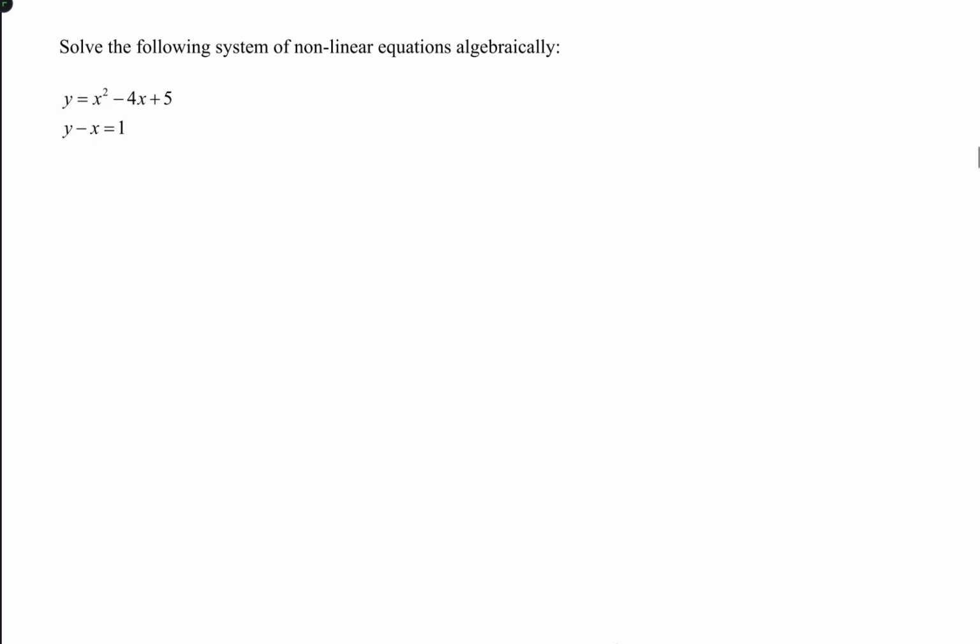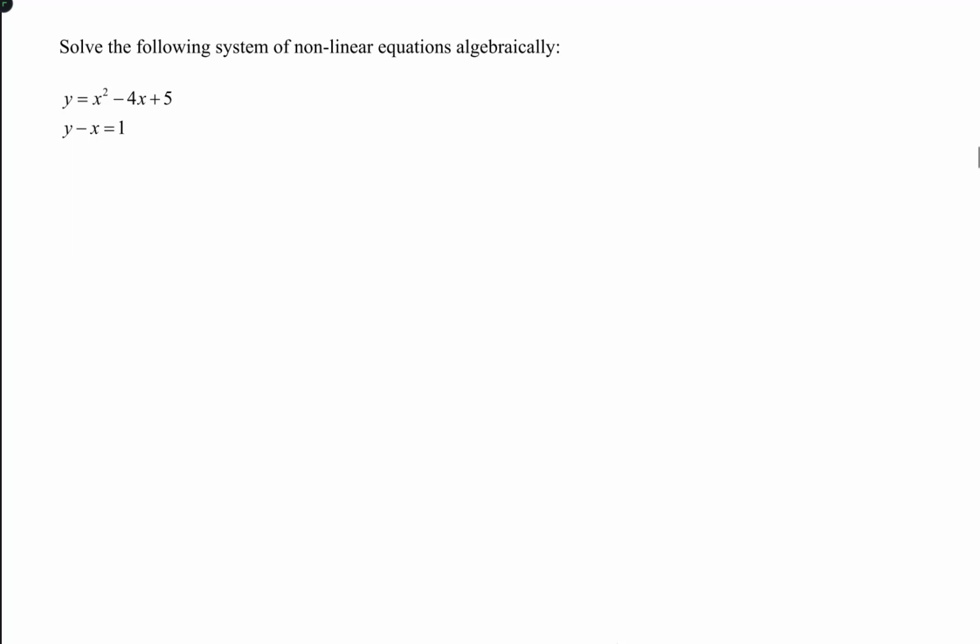So I would expect between a parabola and a line there to be probably two solutions, maybe one, maybe there could be zero solutions, but I would expect there to be two. So let's try and solve and see what we can do. Now, the method of substitution is best when we're working with nonlinear systems. So let's use that.